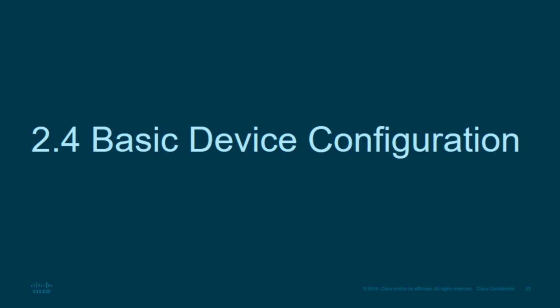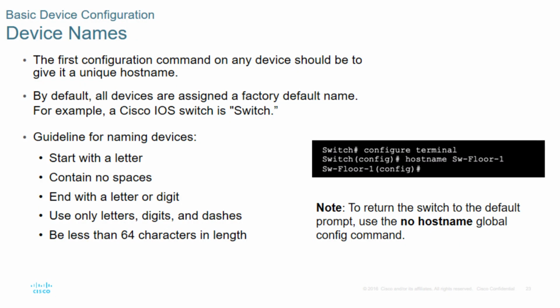So now our fourth objective is basic device configuration. So you have learned a great deal about the Cisco IOS, navigating the IOS and the command structure. Now you are ready to configure devices. So the first configure command on any device should be to give it a unique device name or host name. By default, all devices are assigned a factory default name.